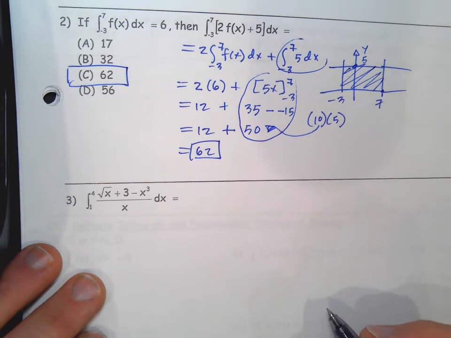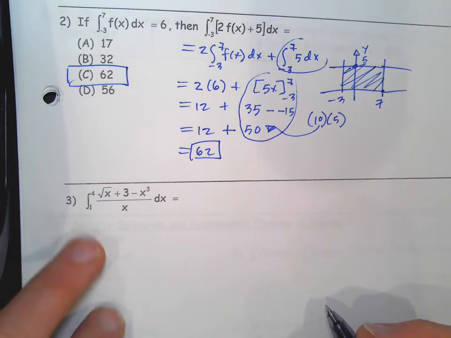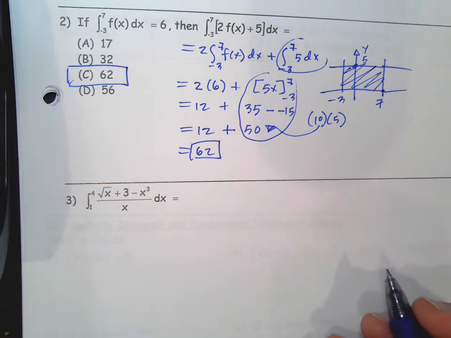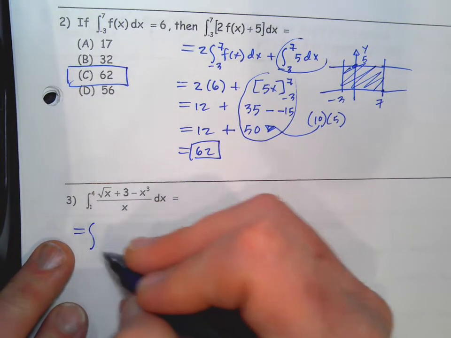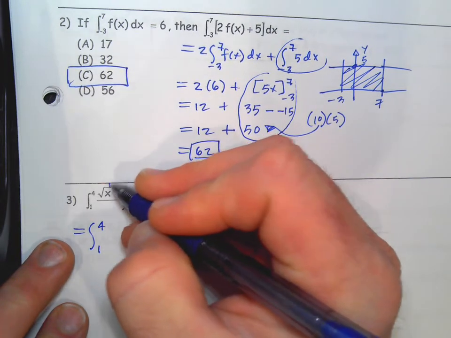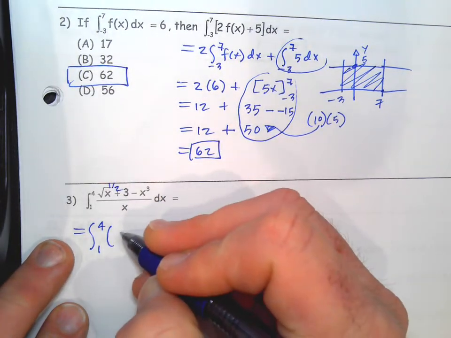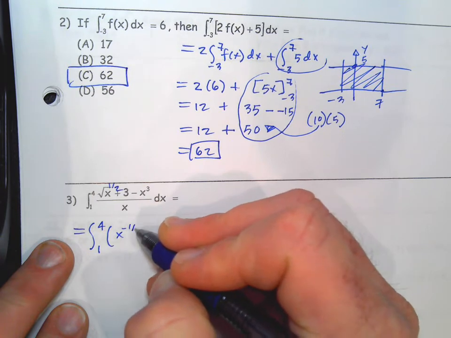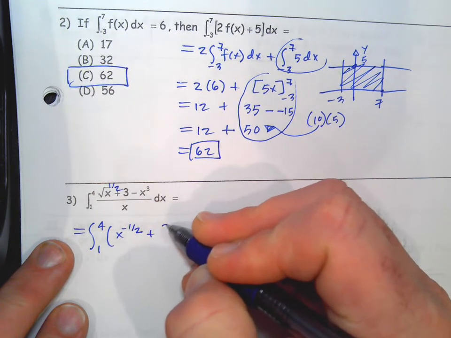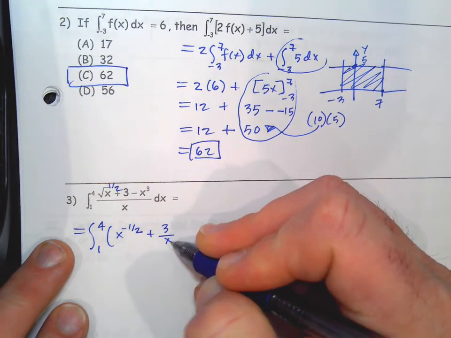Number 3, I think we should distribute this division, or distribute it as multiplication with a -1. So this is the 1/2 power. The rules of exponents say this is going to be x to the -1/2. And then this is going to be 3 over x. I'd leave that like that.